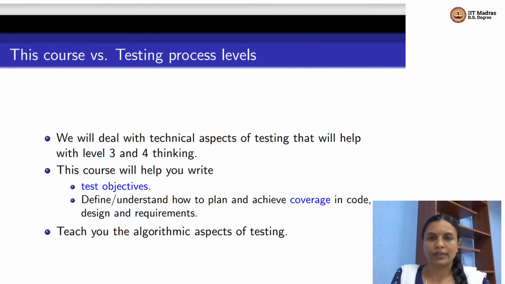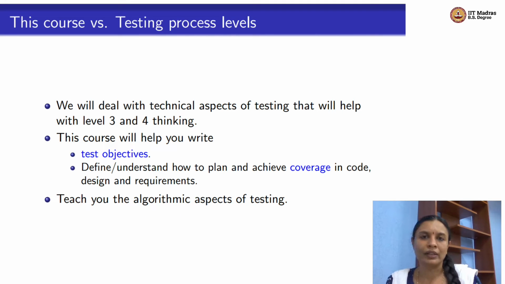Now, as far as this course is concerned, how does it matter? That was this theoretical thing that we spent a few minutes understanding about testing process levels. But how does it matter as far as this course is concerned? The first thing is it's important for all of you to know that there are something called testing process levels. And based on the process level that the organization that you are in is a part of, the goals of your testing, the kind of testing that you do will drastically vary. So we in this course are going to deal with all the technical and algorithmic aspects of testing that will help for level 3 and level 4 thinking, where there is maturity as far as testing is concerned.